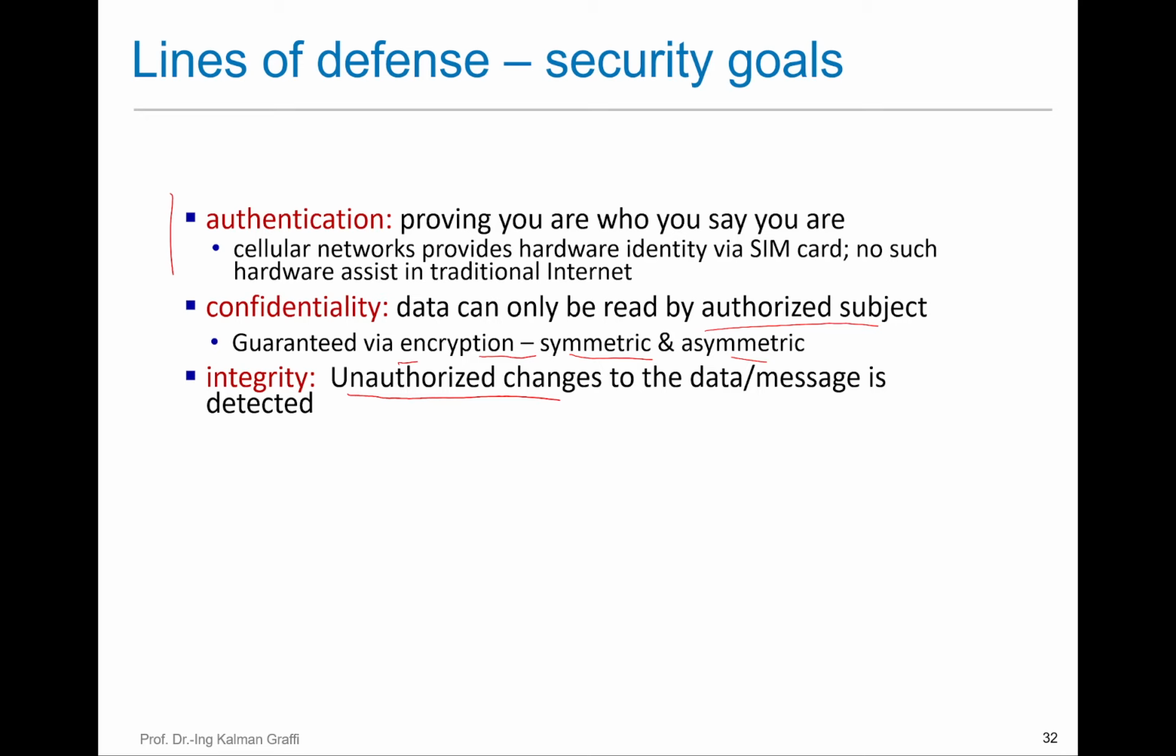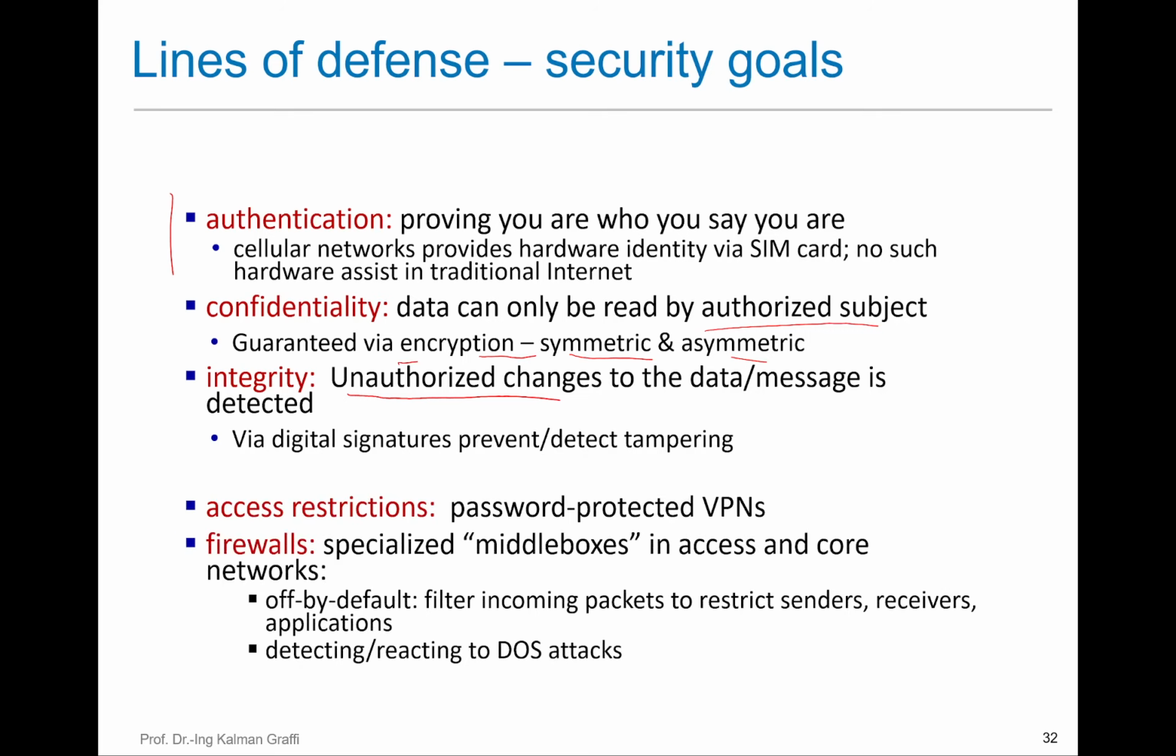Okay, we will also see how this is done. And then there are some further elements such as access restrictions, so something limiting the access to different parts of the network based on authentication, based on source information. But basically, these three elements are typically called CIA: confidentiality, integrity, authentication, with authentication being the basis for the other two. These are typically the important elements that we focus on.